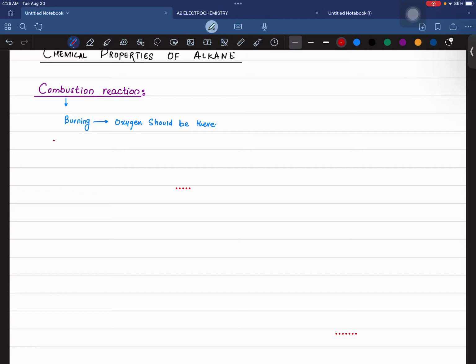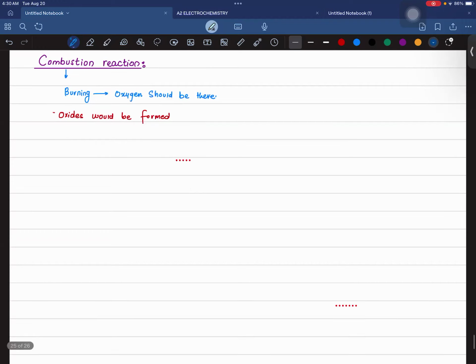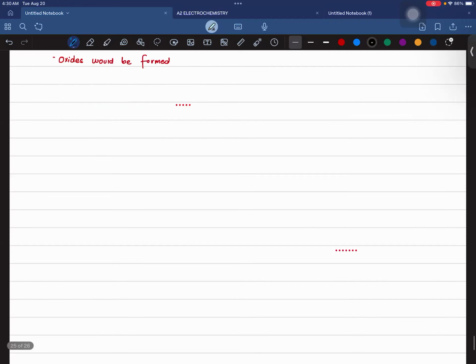So basically, remember, oxides would be formed. I would be explaining what is meant by the term oxides would be formed. Basically, we have two types of combustion. Number one, complete combustion, and incomplete combustion.